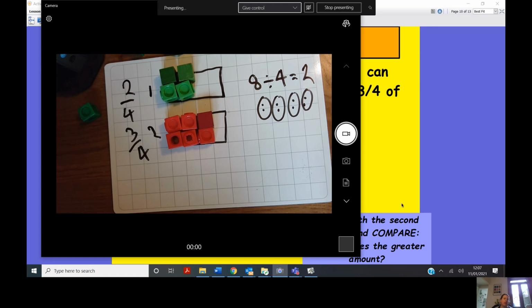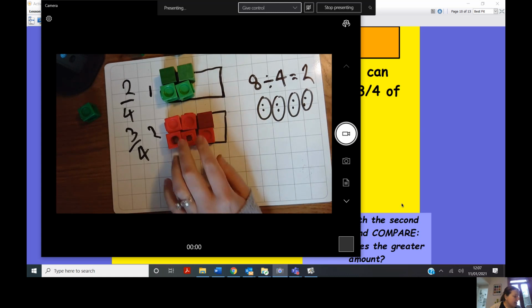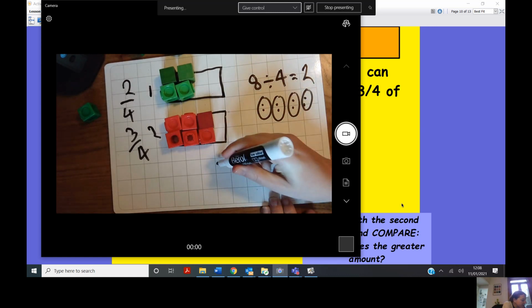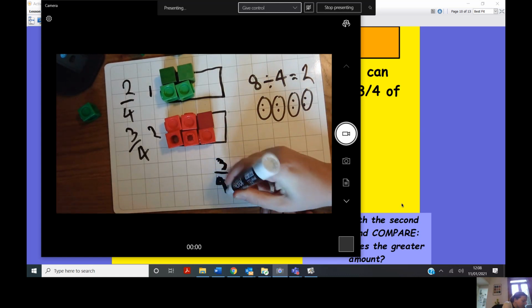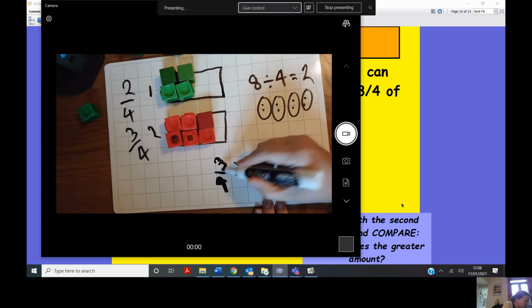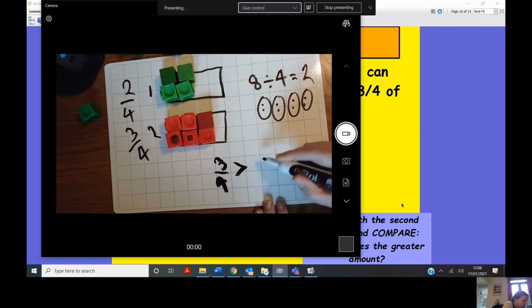Well, it all depends how much cake you want, whether you want lots of cake or only a small bit of cake. But looking here, we can say that we have got more parts shaded or selected in 3/4. 3/4 is larger. Remember, a hungry crocodile always wants to eat the larger number than 2/4.